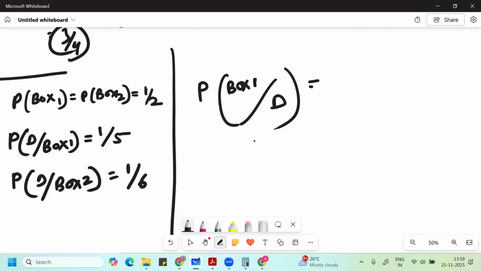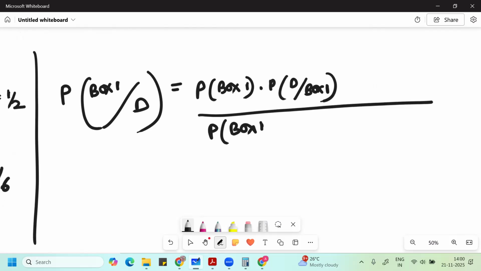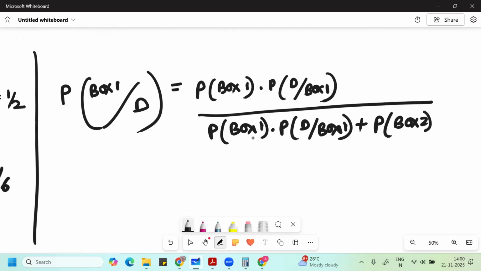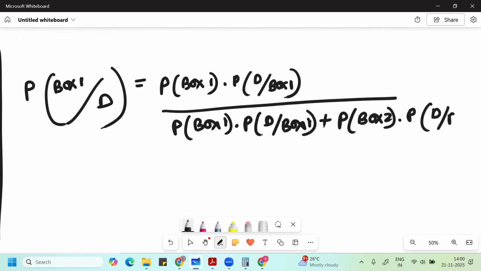So what will you do for this? You'll multiply the probability of choosing box 1 into the probability of getting a defective piece from box 1. This is divided by the probability of choosing box 1 into the probability of getting a defective piece from box 1, plus what is the other case? Box 2. The probability of choosing box 2 into the probability of getting a defective piece from box 2.